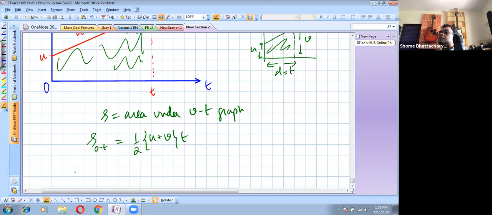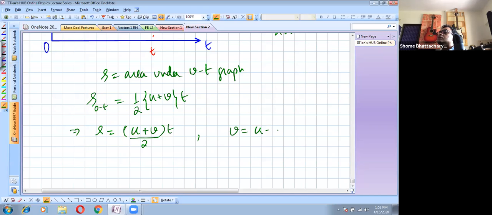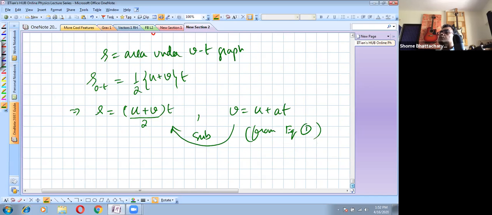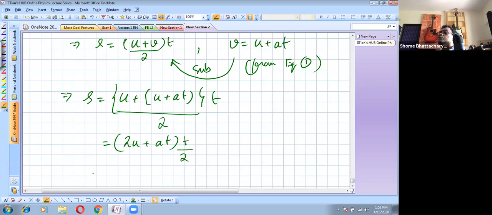So one way of expressing the displacement is (u plus v) by 2 into t. But another way of expressing it is connected with the first equation. We have written v is equal to u plus at from equation 1 earlier. So substitute that over here. When we substitute that here, this equation becomes S is equal to (u plus v), so that is (u plus at), whole thing divided by 2, into time t. As you can see, it becomes (2u plus at) into t divided by 2. When you solve it, it becomes ut plus half at square.